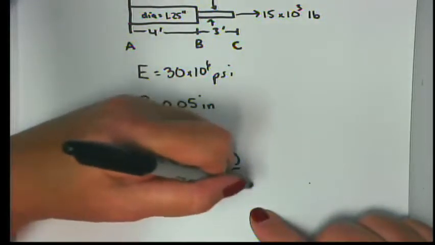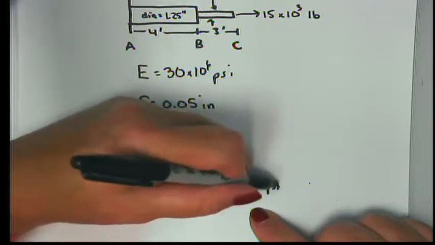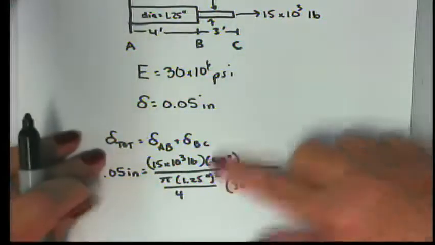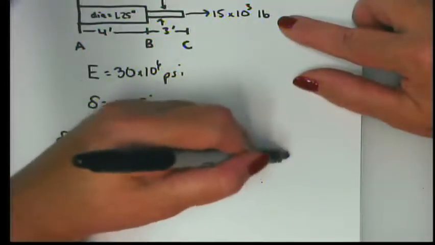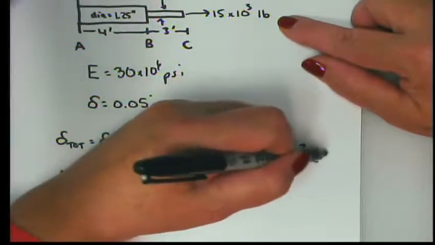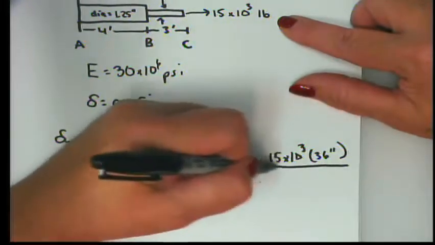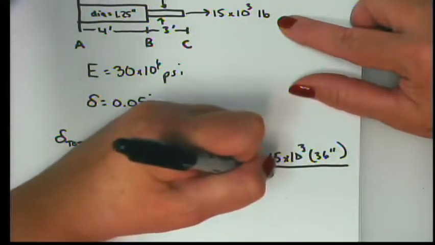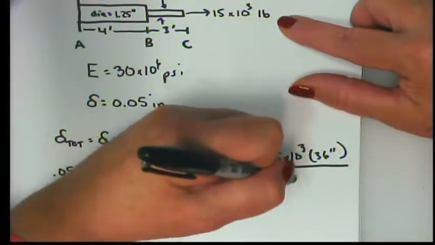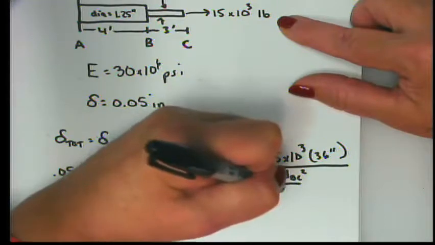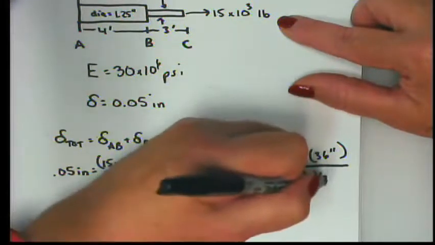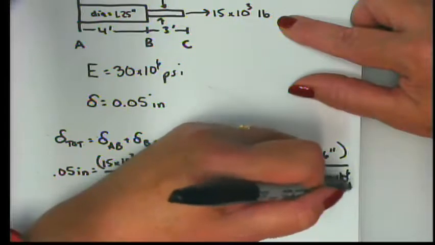Times 30 times 10 to the 6th psi, plus P times L, 3 feet, which is 36 inches, over A, which is unknown. It's pi times little d of BC, over 4, times E, still 30 times 10 to the 6 psi.